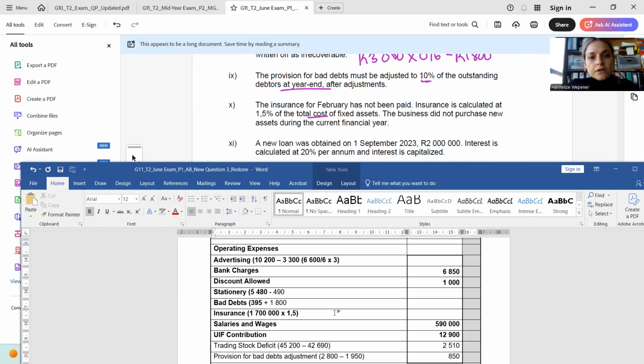So times 1.5%, so 25,500. In your SOCI, you won't be concerned with the accrued expense. But if you had to do your SFP, you would have had to calculate 1 month of the insurance. So divide your 25,500 by 12 to see that 2,125 rand is for 1 month. And that is accrued under your trade and other payables.